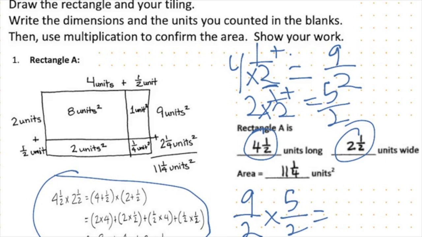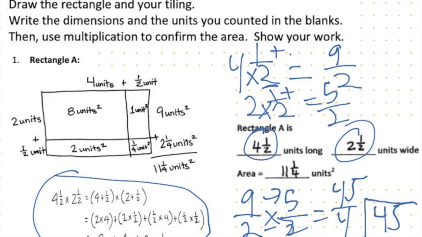And in multiplication, you just go straight across. 9 times 5 is 45. 2 times 2 is 4. So we have 45 fourths. Now to make that into a mixed number, we divide 45 divided by 4. How many times does 4 go into 4? 1 time. Subtract the 4. It's equal to 0. Then you bring down the 5.